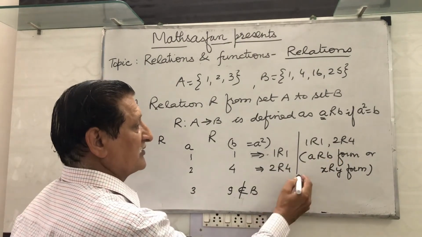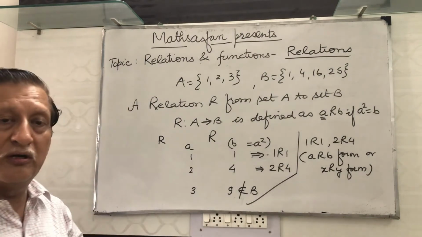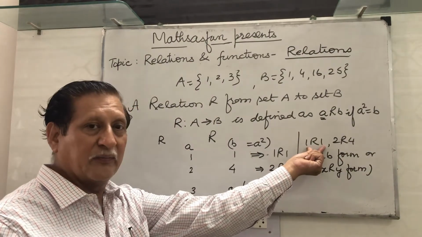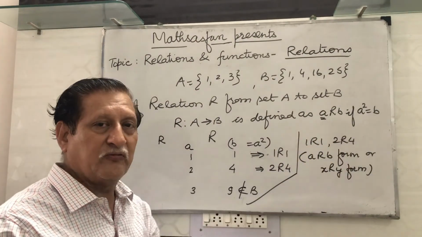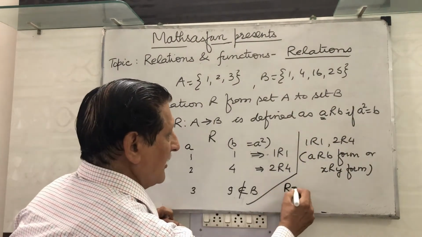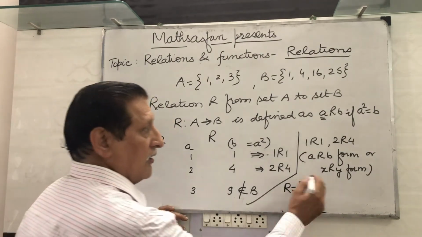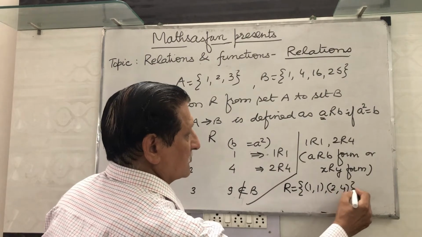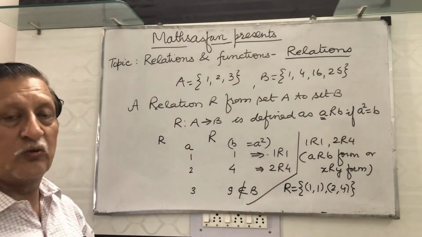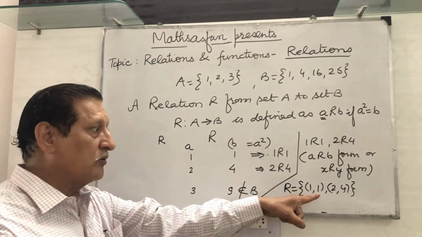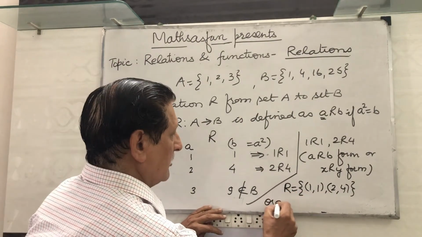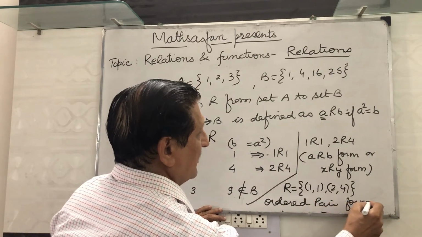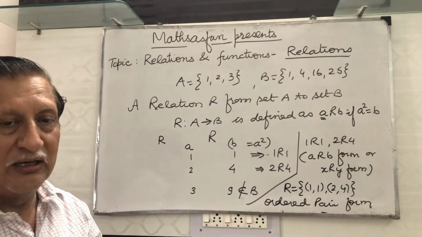Second way of representing this, as I told you, we can also make ordered pairs. This makes a pair. 1 is having a pair with 1, 2 is having a pair with 4. So we can write this R as {(1, 1), (2, 4)}. These are the pairs. Second component is the square of the first one. This particular form is known as ordered pair form. We call it the ordered pair form of representing the relation.